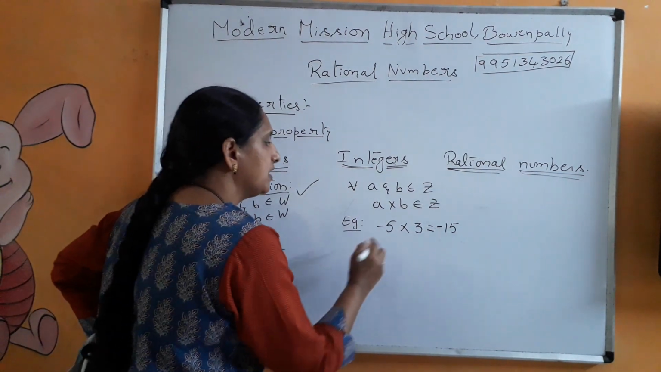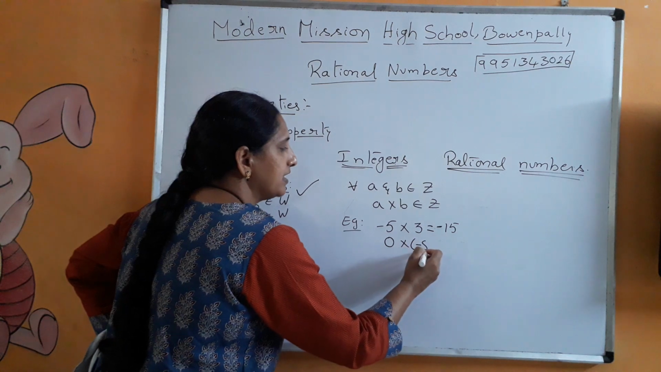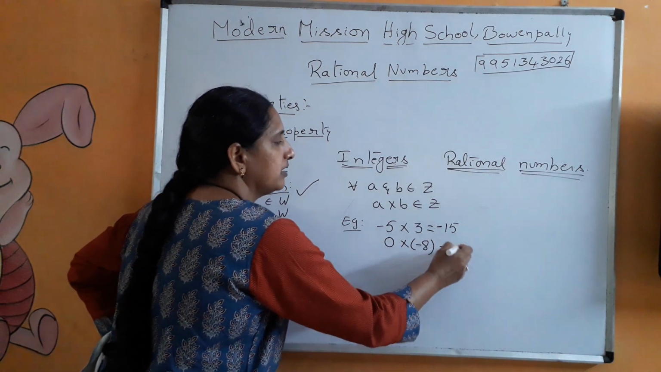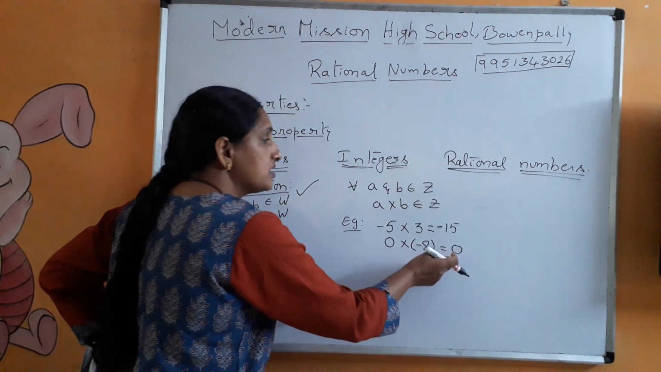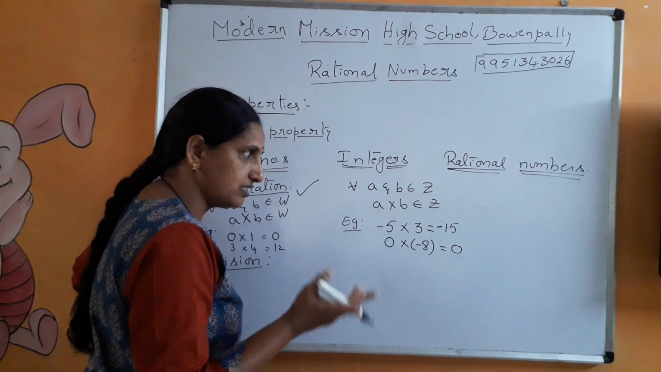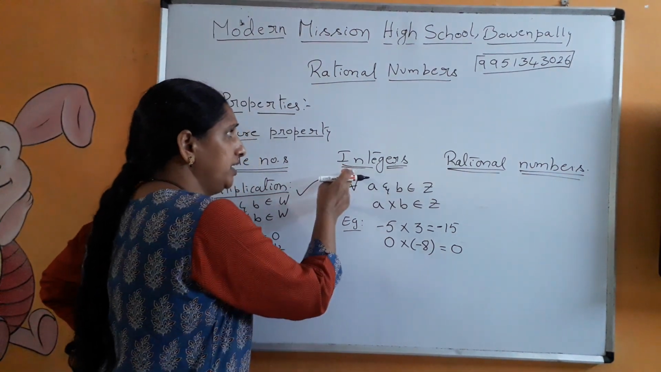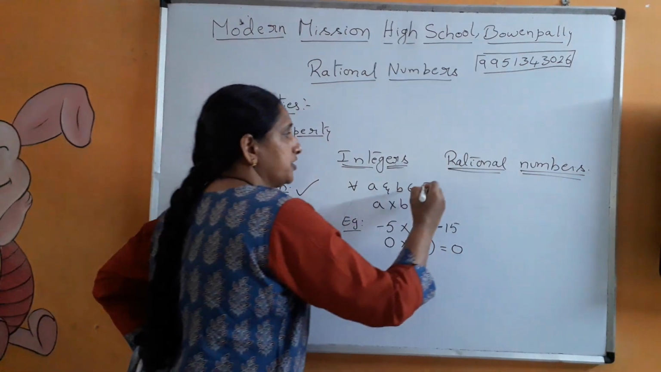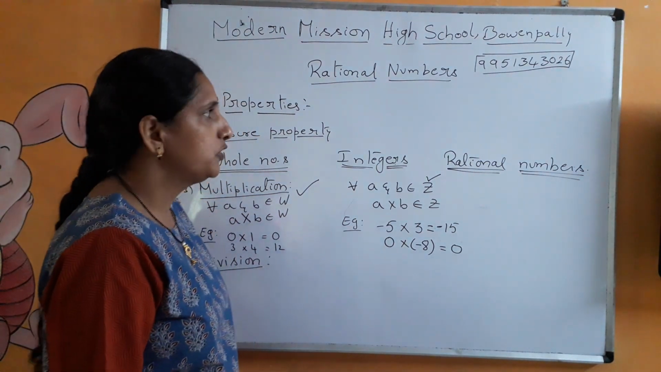So now let me take another value. 0 into minus 8. 0 multiplied by anything is 0. Is 0 an integer? Yes, 0 is an integer. So therefore, integers obey closure property under multiplication. So this is true. The statement is true.